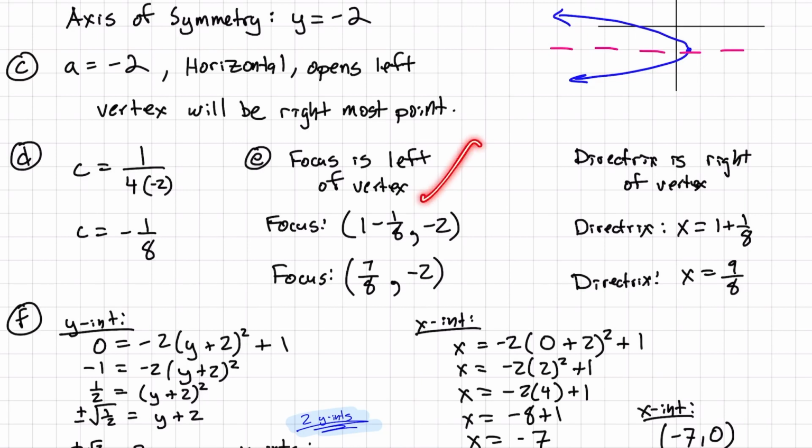So basically, add the c to the focus, subtract the c from the vertex to get your directrix, or from that corresponding part. All right, so we have a focus at 7/8, -2. I'm going to just go left just a teeny tiny bit. My directrix is at the vertical line, x equals 9/8, when I go right just a teeny tiny bit.